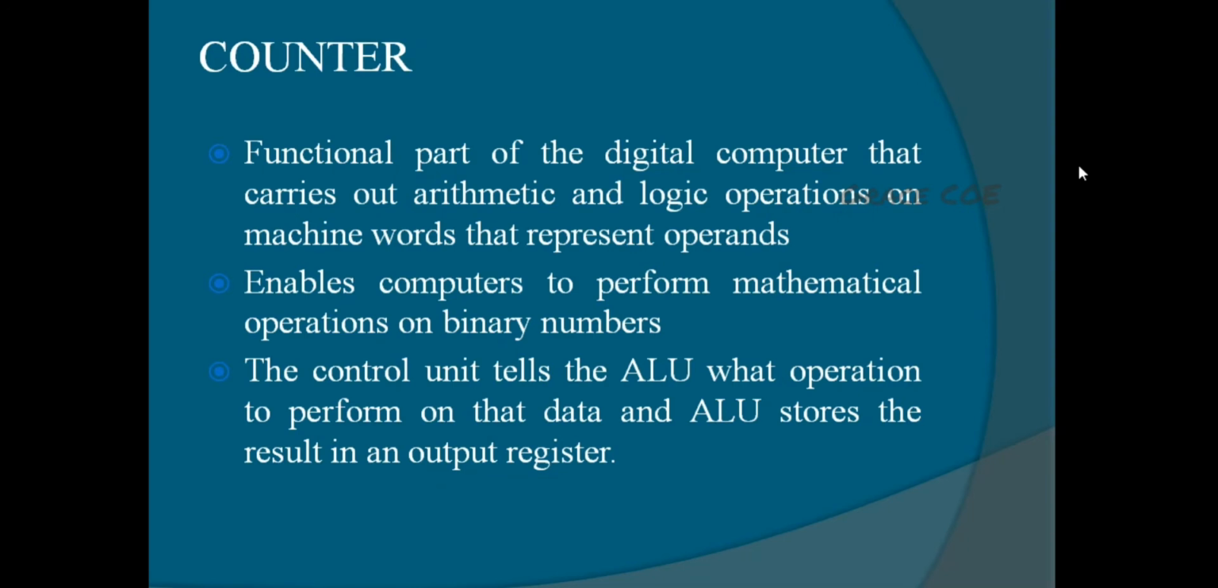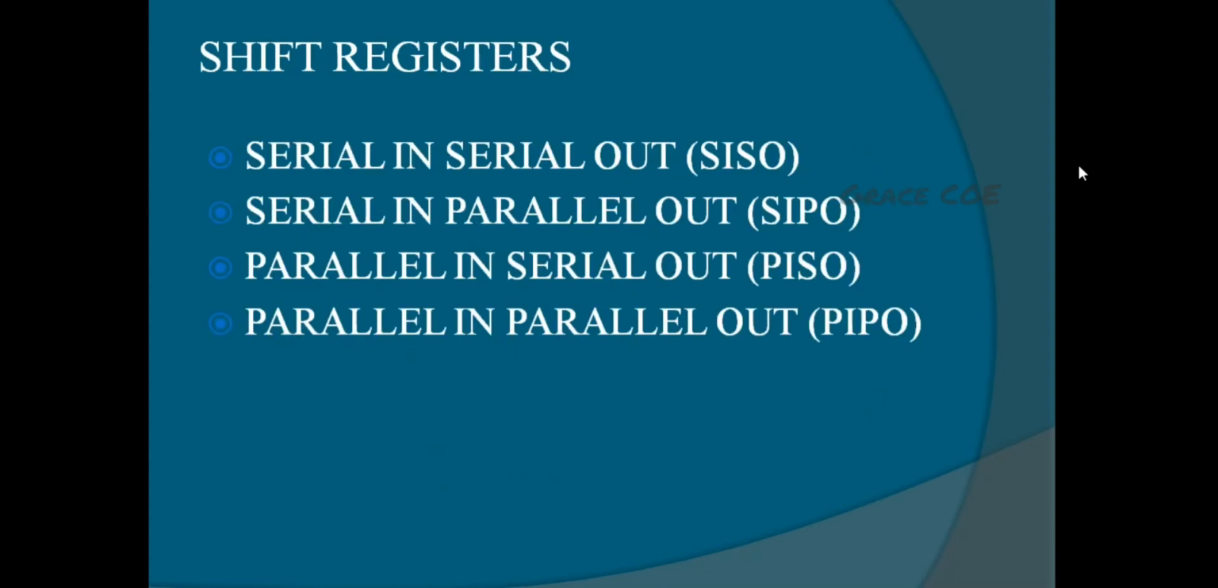The ALU is a functional part of the digital computer that carries out arithmetic and logic operations on machine words that represent operands. It enables computers to perform mathematical operations on binary numbers. The control unit tells the ALU what operation to perform on that data, and the ALU stores the result in an output register.